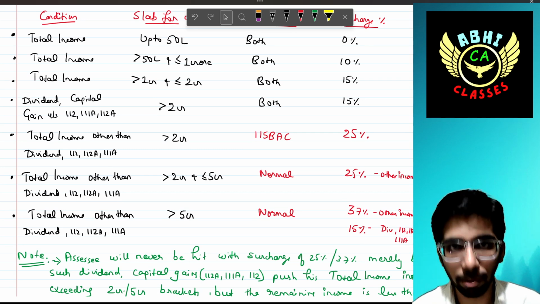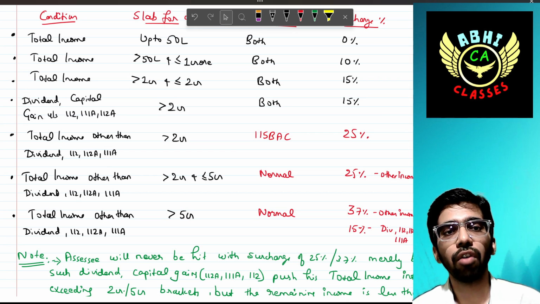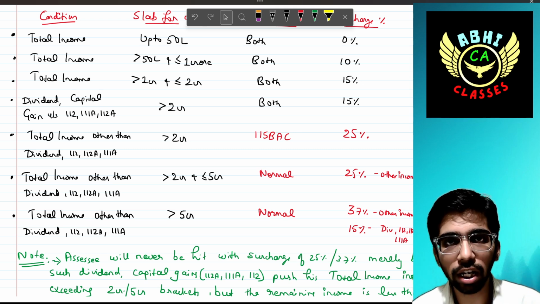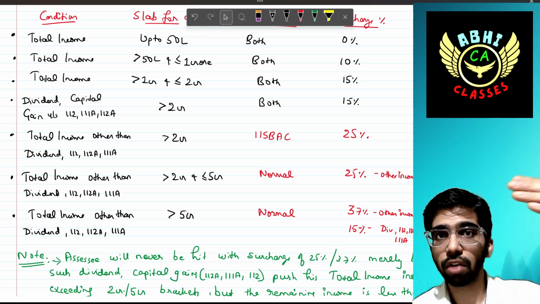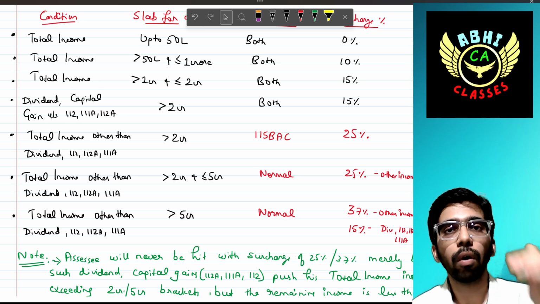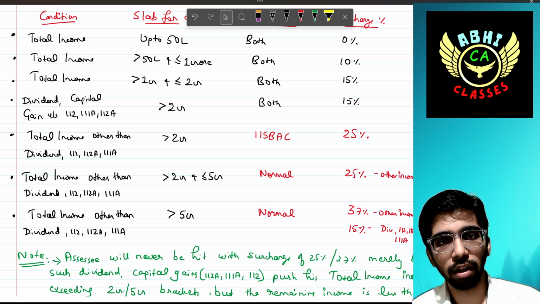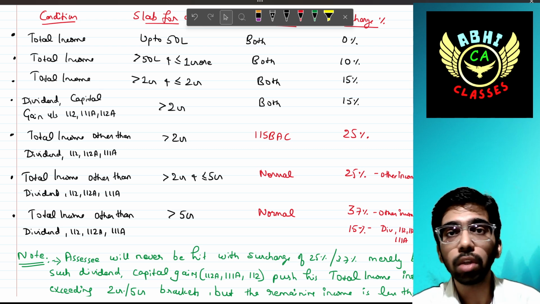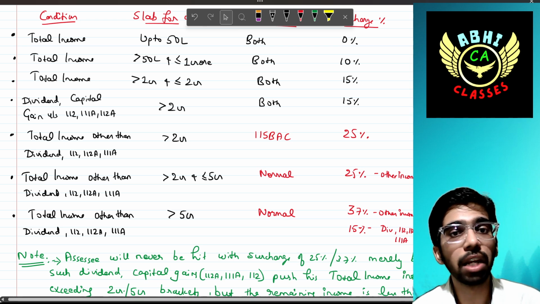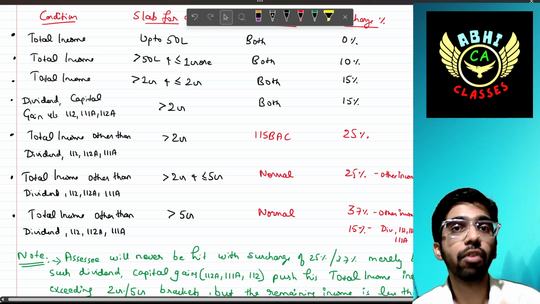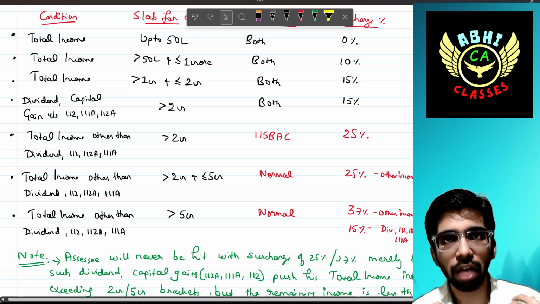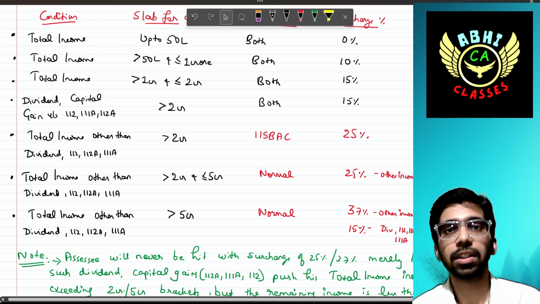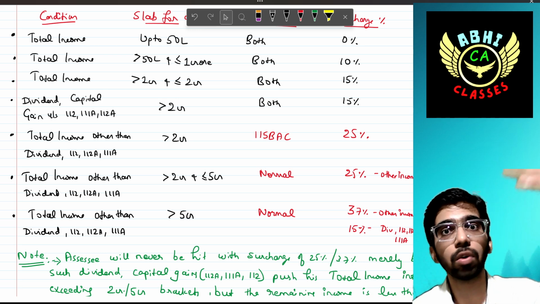Next, if his total income is 1 crore to 2 crore, then for both situations the surcharge rate is 15%. Then, if he is having only dividend income or capital gains under the special income sections 112, 111A, 112A, more than 2 crore, then only on the income exceeding 2 crore will the surcharge be leviable. Both situations, 15%. If I am having only that special income exceeding 2 crore, then the surcharge rate will be 15% in addition to the tax rate.